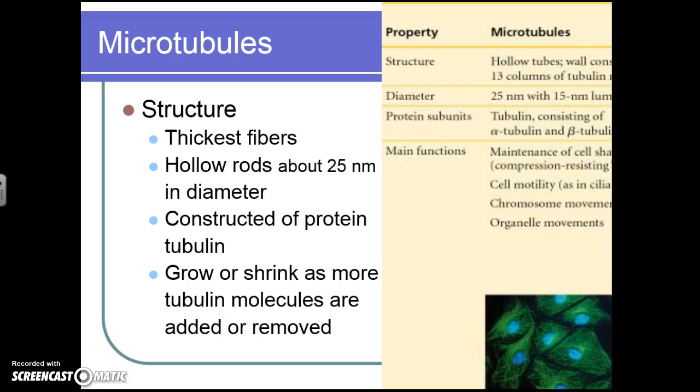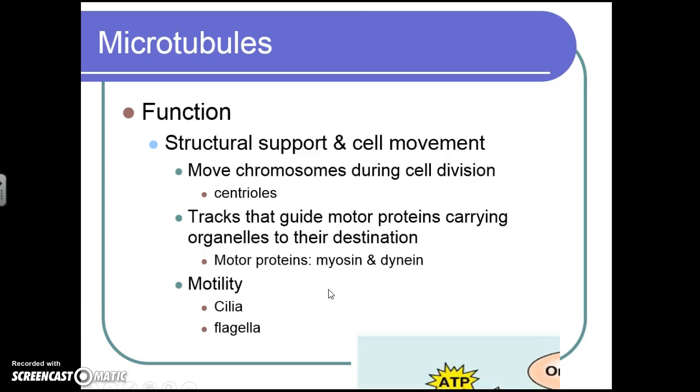Okay, microtubules, these are the largest of the ones. This is one to make sure you know. If you see on a test alpha tubulin, beta tubulin, those are the subunits of it. You can probably assume that if it contains tubulin, it's probably a tubule. These are the thickest of the fibers, hollow rods. They construct proteins, and this is the one where you saw the motor proteins move. Structural support and movement.